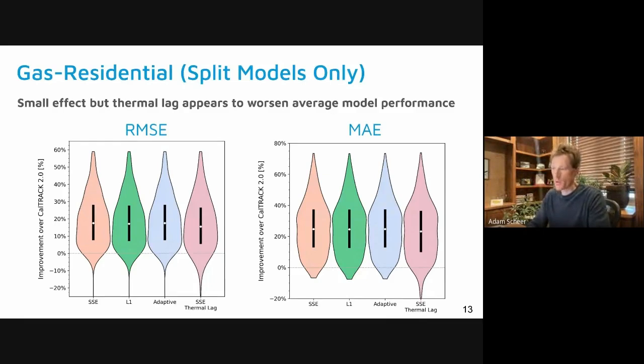We're just not seeing the benefit of including even 2 thermal lag parameters in the model. We're seeing that it's actually causing the model some degradation.